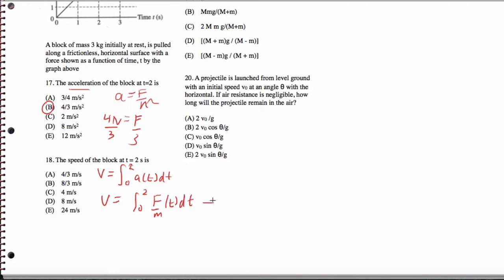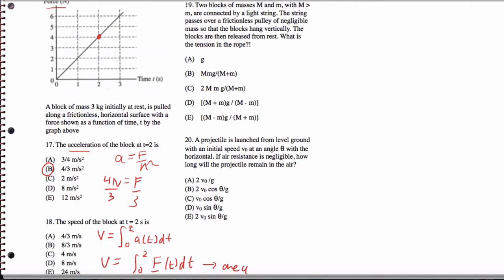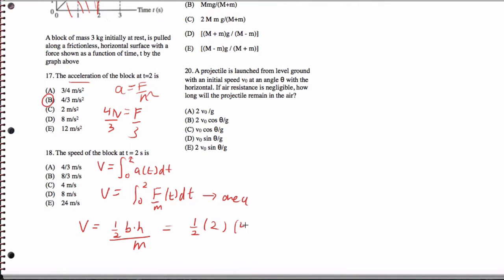But the trick is, we're just going to get the area. So the velocity is going to be 1/2 base times height of this area, and we'll divide that by the mass. So that's going to be 1/2 times my base, which is 2, times my height, which here is 4. I'm taking the area of this triangle, and I'm dividing it by the mass. So the height's 4, and then I divide by the mass, which is 3, so I'm getting 4/3 meters per second. That's number 18.